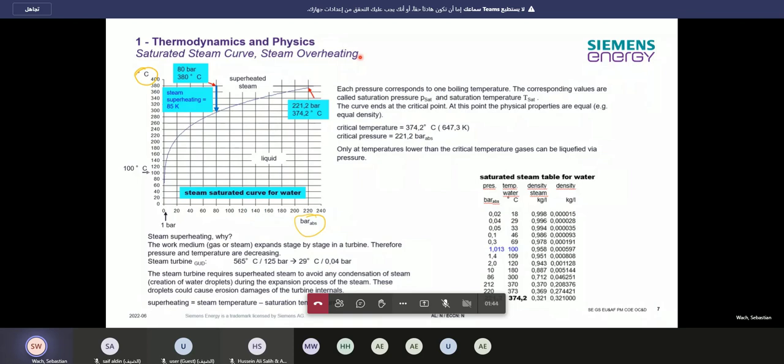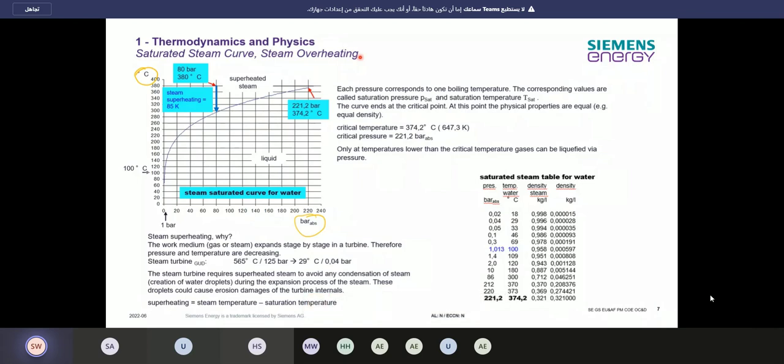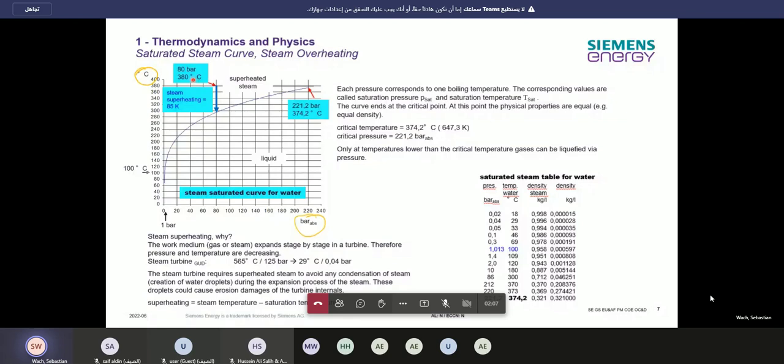If the temperature is lower than the critical temperature, gases can be liquefied via pressure; above it, that is not possible. And then we have over here the superheating. For example, we have here 80 bar, 380 degrees. So that's our superheating value, our steam temperature measured in the system.